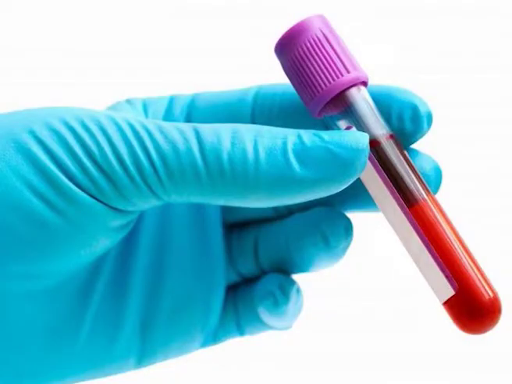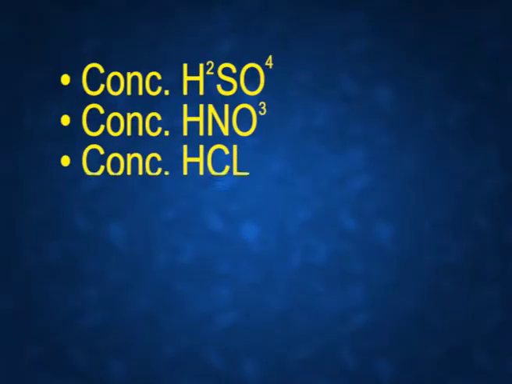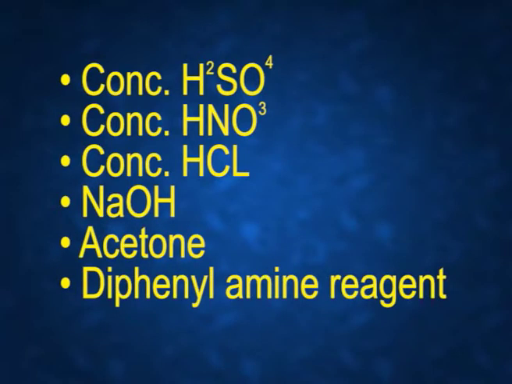These tests may be carried out in a porcelain spot plate. About 2 square millimeter or 3 mg of the sample is to be put in each of the wells. Then the following reagents are added: concentrated sulfuric acid, H2SO4, concentrated nitric acid, HNO3, concentrated hydrochloric acid, HCl, and sodium hydroxide, NaOH, acetone, diphenylamine reagent.